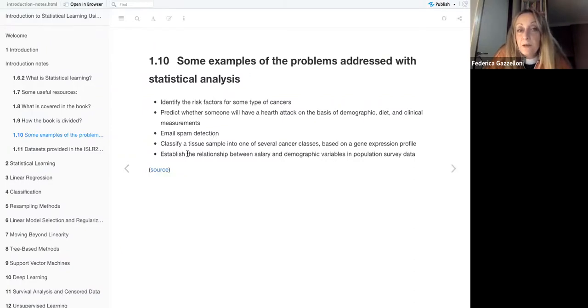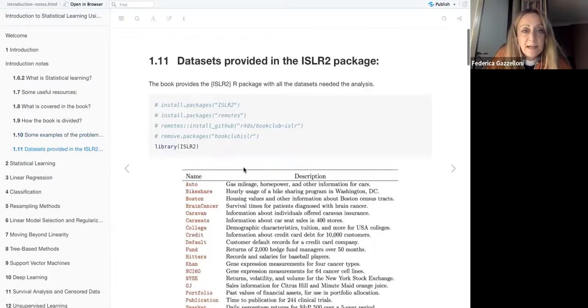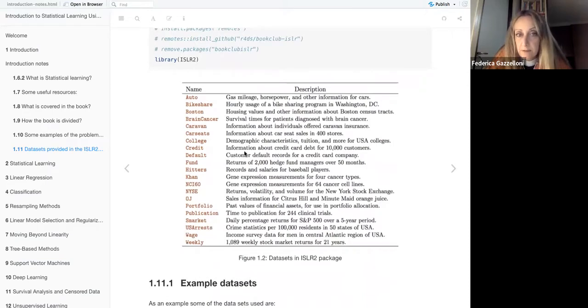This is one of the presentations of the authors, which you'll find on the website. This is the package. So the data sets provided, you find all the data sets that we use inside the package, and these are the data sets you find.